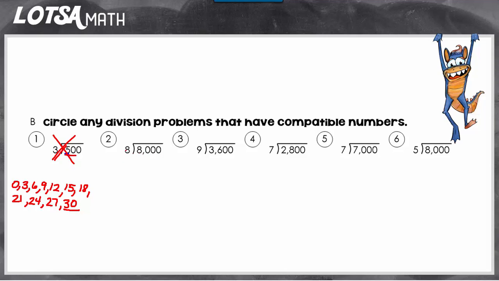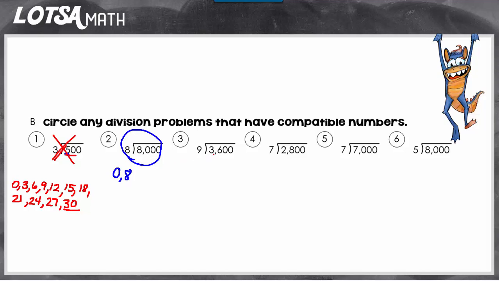Here we have 8,000 divided by 8. We need to see if 8,000 is made up of multiples of 8. So to do that, we just start writing the multiples of 8, starting with 0. We have 0, 8, and I can stop there now because I see that 8,000 is made up of 8s and 0s, and 0s and 8s are already multiples. So because of that, these numbers are compatible. So we're going to circle it because it says circle any division problems that are compatible.